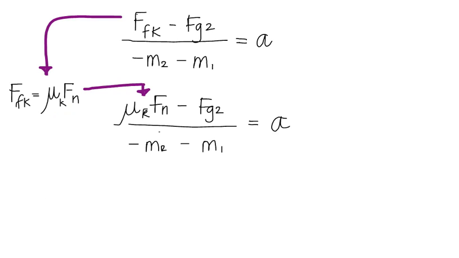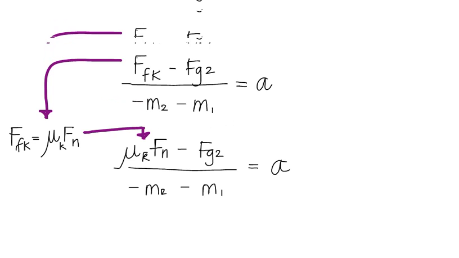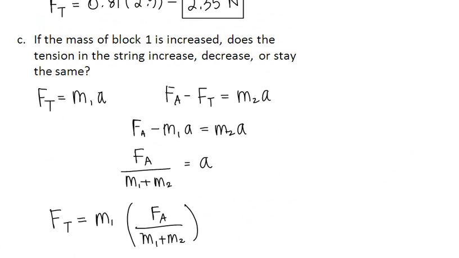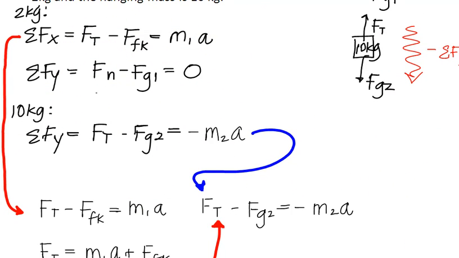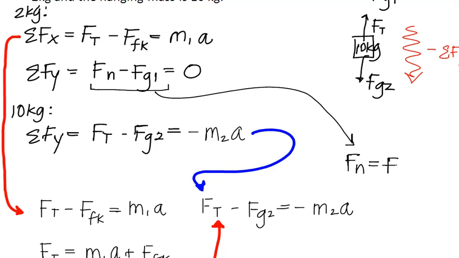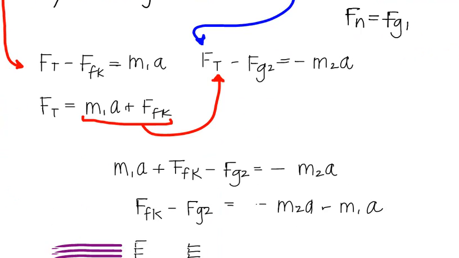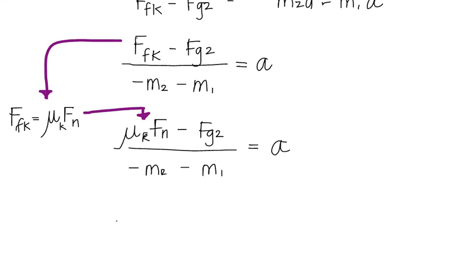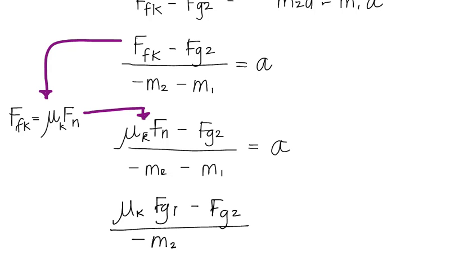Now we can substitute in for our normal force. If we go back up here and look at our force equations, our normal force will be equal to our gravitational force of the object on the table. So we'll have mu kinetic times Fg1 minus Fg2 divided by negative m2 minus m1. And that's our A.